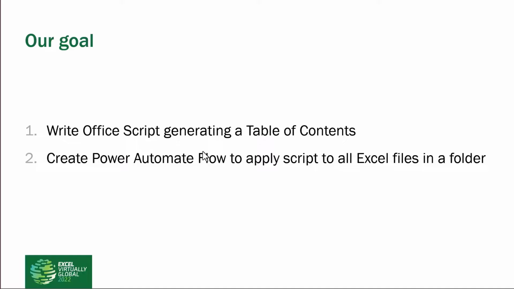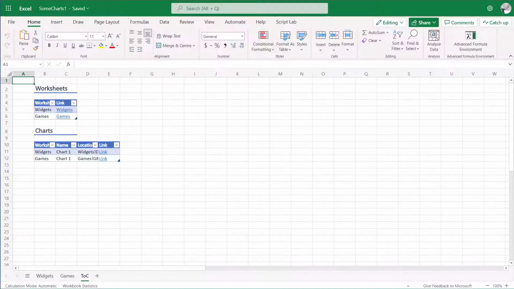Right, so now it's time to present what our goal for today's meeting is. I've prepared a session where we first would write an Office script that will generate a table of contents in a worksheet. And then we'll create a Power Automate flow to apply that script to all Excel files in a folder. To clarify, let me show an example of a workbook.